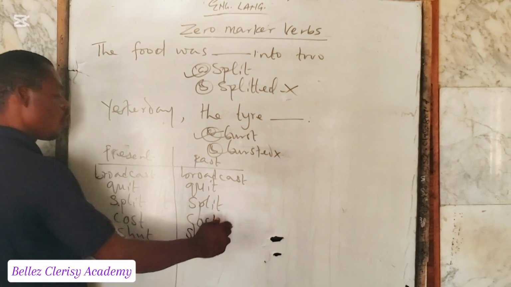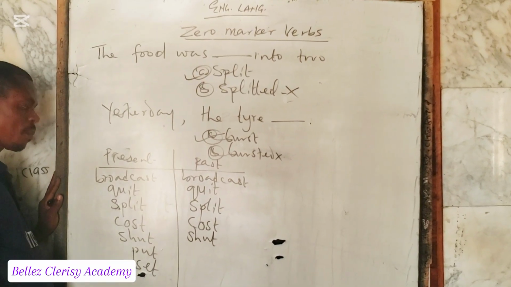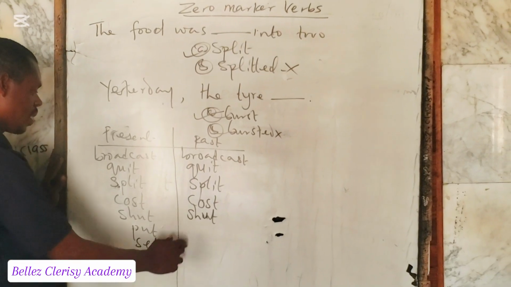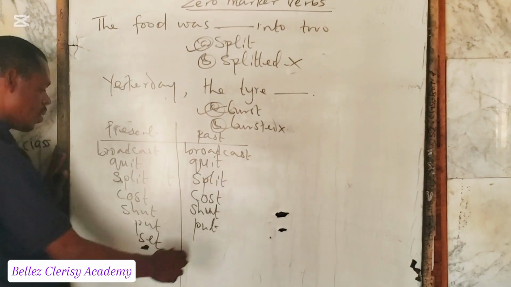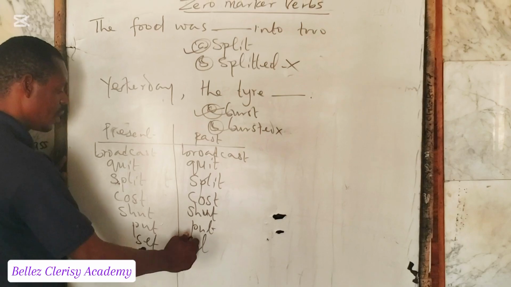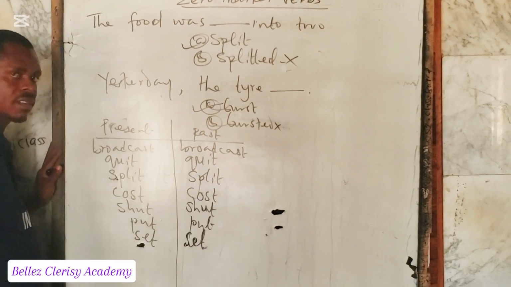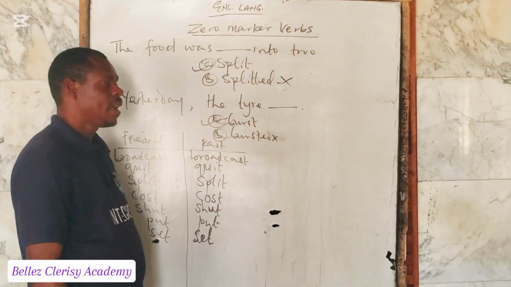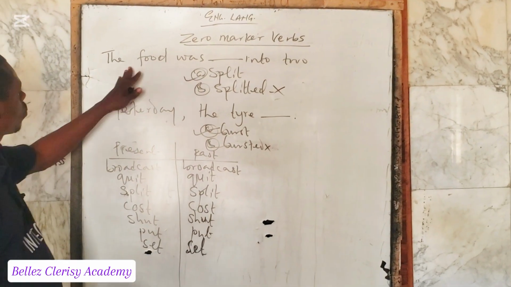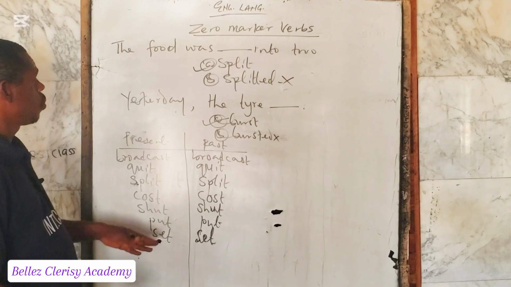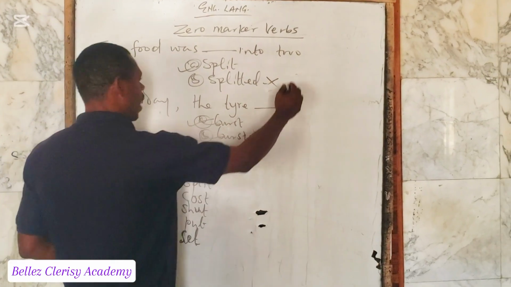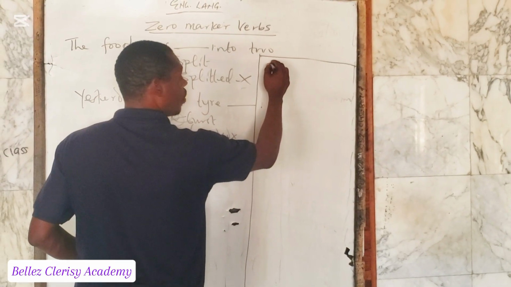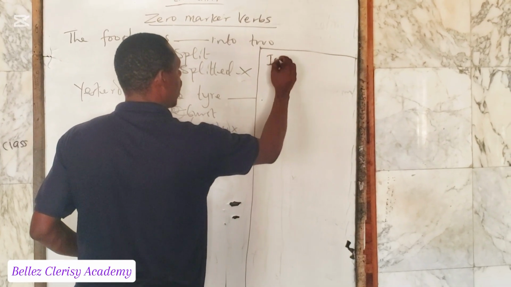Then the door was shut. You'll be surprised when some people will be saying shutted in English. We have put, I put the thing on the table yesterday. The table was set for dinner. So these are zero marker verbs. Now, as if that was not enough, having understood this vividly, we will discuss another aspect of this verb, which is what? Which is irregular verbs.